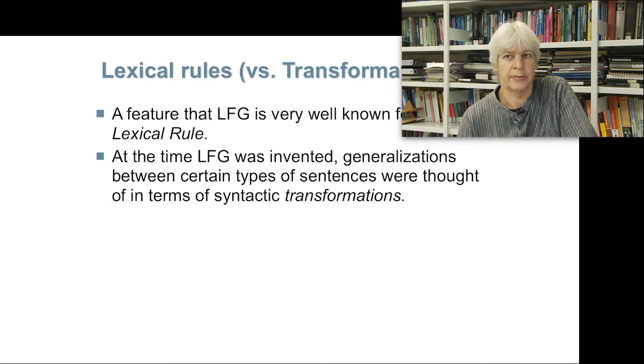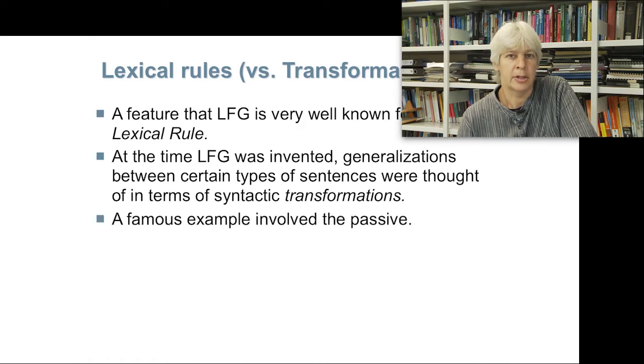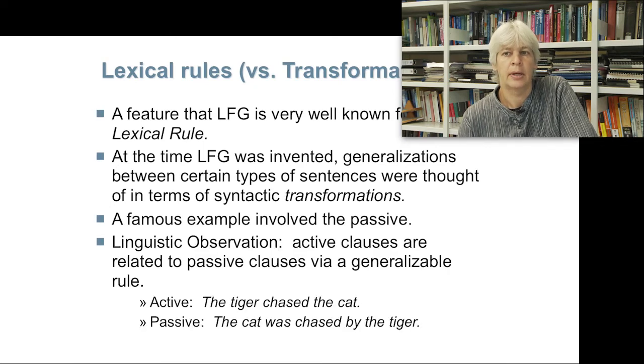The linguistic observation, which is a true observation, is that active clauses are related to passive clauses via a generalizable rule. So the example down here is an active clause, the tiger chased the cat. The corresponding passive to that would be the cat was chased by the tiger. And it's very clear you get these types of verbs. These are agentive, transitive verbs, and there's always an active version and a passive version, and you want to have one rule that tells you how to do this.